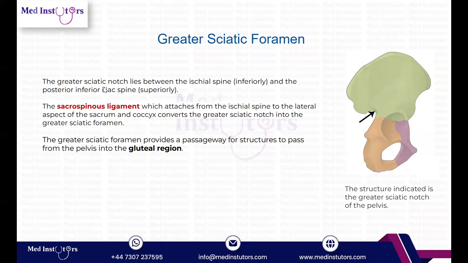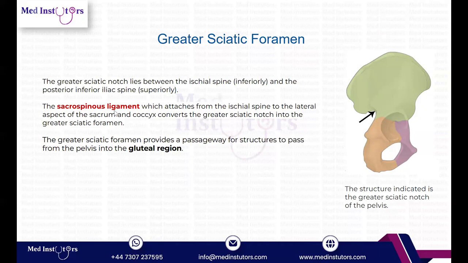So the exact anatomical location of the greater sciatic foramen: the greater sciatic notch lies between the ischial spine. Here you can see the ischial spine inferiorly and the posterior inferior iliac spine superiorly. So here we have the posterior inferior iliac spine, and here we have the ischial spine. And between these two landmarks, we have the greater sciatic notch. Now we know that we have a notch here.